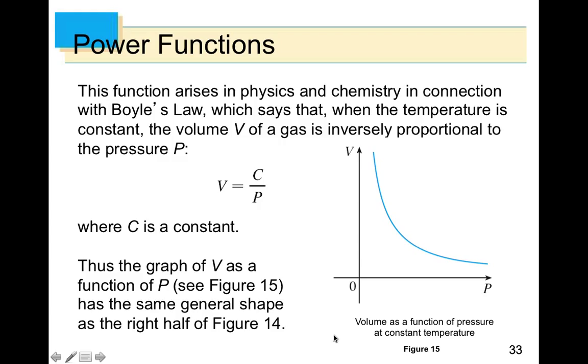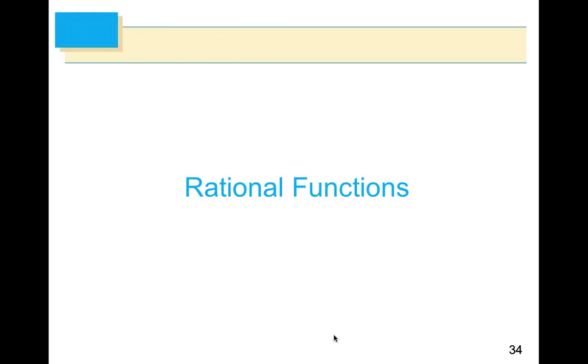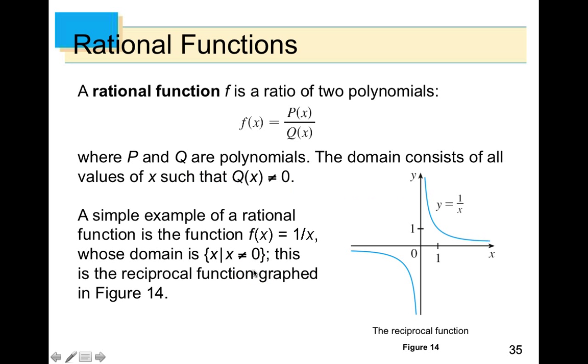And then one of the last kinds of functions we'll talk about are rational functions. A rational function f is the ratio of two polynomials. So it's a fraction containing two separate functions, one on the top and one on the bottom. What we do have to take into consideration is that the domain will be affected now that we're dealing with fractions and variables in the denominator. The domain consists of all the values such that the bottom function, q of x, cannot equal 0.